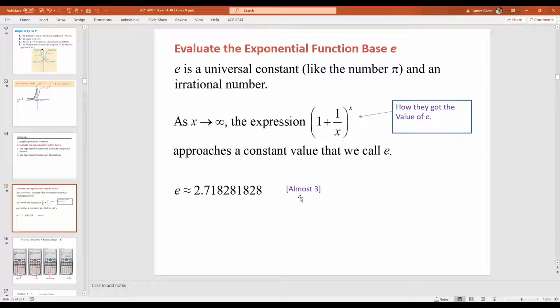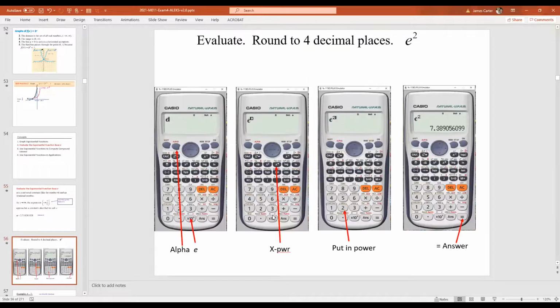Now, what you'll want to do then, if you notice this is almost 3, so the graph of e to the x is going to be real close to the graph of 3 to the x. Now, let's see how you would find some values of e. In this case, I'm going to use as my example e to the second.